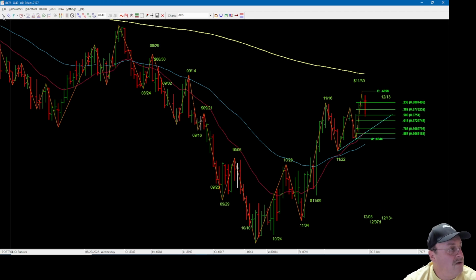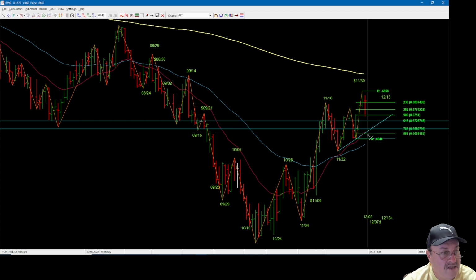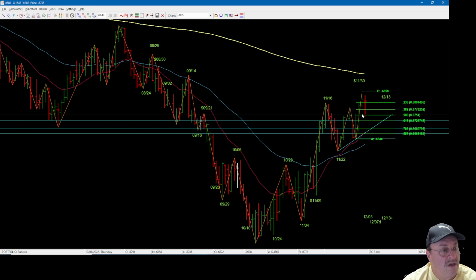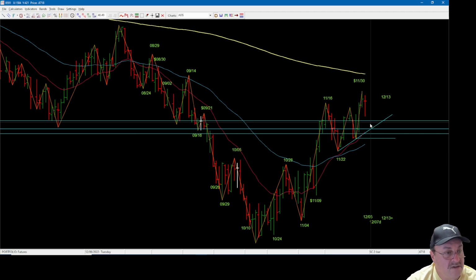Okay, so you come in here and you can see I put the 618, I can put the 786, and I can put the 887. I'll get those in there. And I can get rid of this now, unclog. So these are my levels starting next week, 12.5, that I'll be looking for.